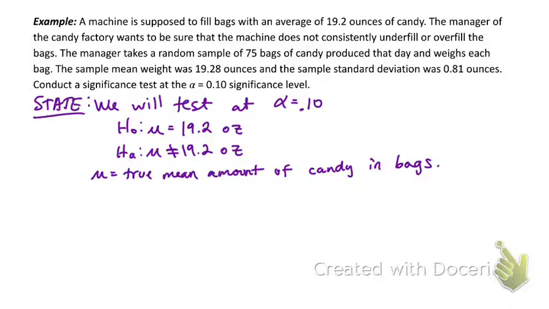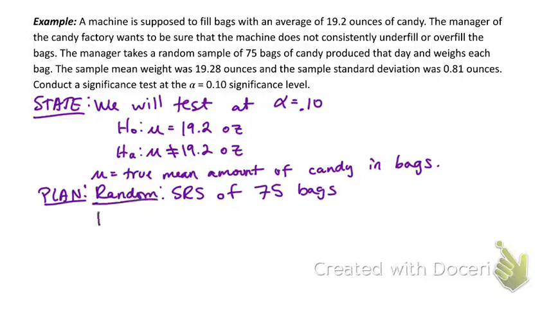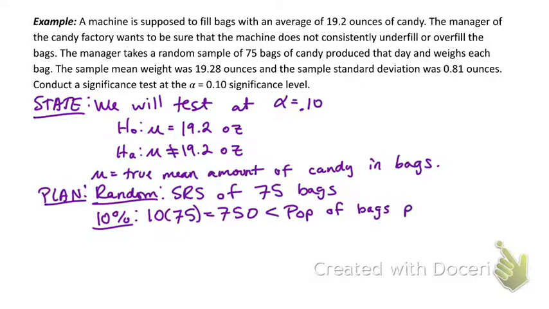All right, plan. Random. Do we have a random sample? I have an SRS of 75 bags. 10%. 10 times 75, that's 750. Do you think that 750 is less than the population of bags produced? It's a candy machine. You think this candy machine's producing more than 750 bags? I would hope so. Otherwise, we're probably not getting a bang for our buck. So there you go. All right, random, 10%, and then the normal.